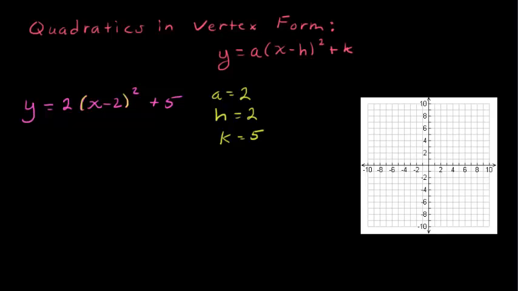So now that we have these, we can work with this a little bit better. Our vertex is equal to h comma k, and we just labeled what those were. So it's going to be 2 comma 5. Let's go ahead and put that on our graph. That would be right over here.